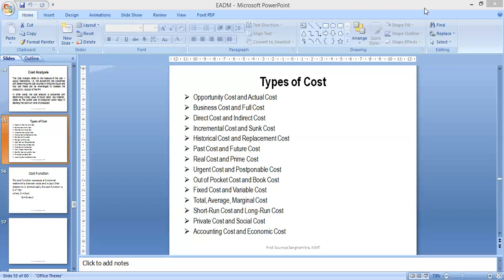Then fixed cost and variable cost. Fixed costs are those which are fixed in volume for a certain given output. Fixed cost does not vary with the variation in the output between zero and a certain level of output. The costs that do not vary for a certain level of output are known as fixed cost. Fixed cost includes cost of managerial and administrative staff, depreciation of machinery, building and other fixed assets, and maintenance cost.